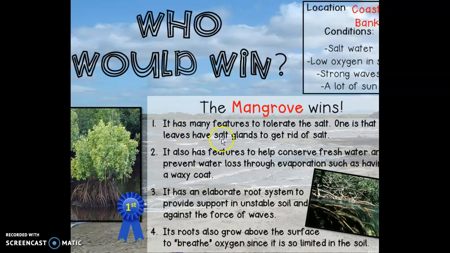It has many features to tolerate the salt water. One is that its leaves have salt glands to get rid of salt. It also has features to help conserve fresh water and prevent water loss through evaporation, such as having a waxy coat. It has an elaborate root system to provide support in unstable soil and against the force of waves. Its roots also grow above the surface to breathe oxygen, since oxygen is limited in the soil.